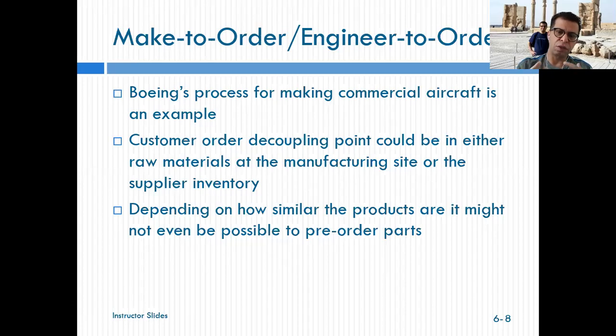Engineer to order. So there is a certain specification you might be looking for, so they have to sit with you and find out what exactly you are looking for, and then this is where you make the order. The customer order decoupling point could be either in raw material at the manufacturing side or the supplier inventories. So the decoupling doesn't have to be your warehouse ready, because you are going to have time to sit with the customer and take the order and how it's supposed to be built.